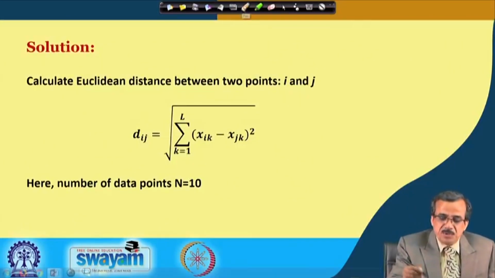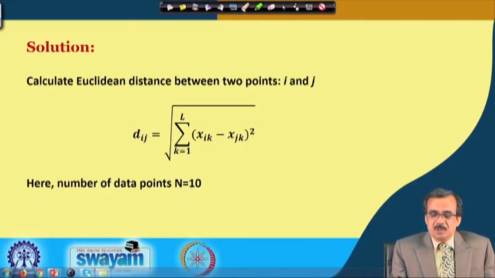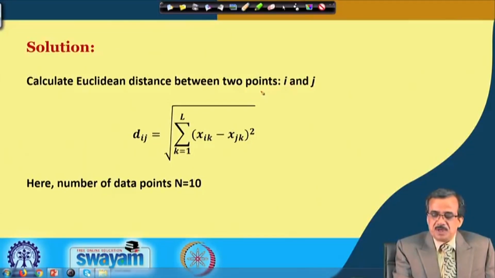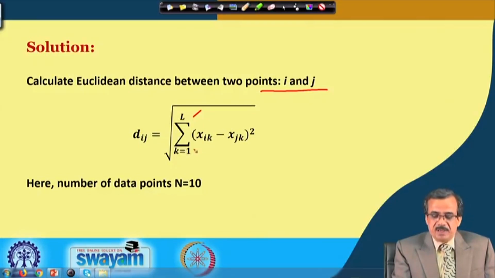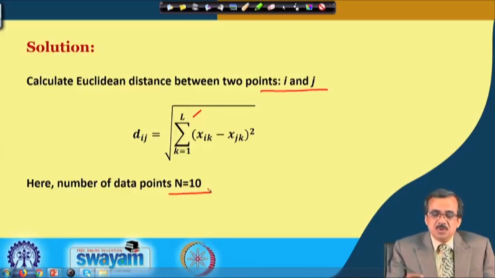The first thing we do is try to find out the Euclidean distance between the two data points i and j. This formula I have already discussed. d_ij is nothing but the square root of summation k equals 1 to L of (x_ik minus x_jk) square, and here we are going to consider the 10 data points, that is n is equal to 10.